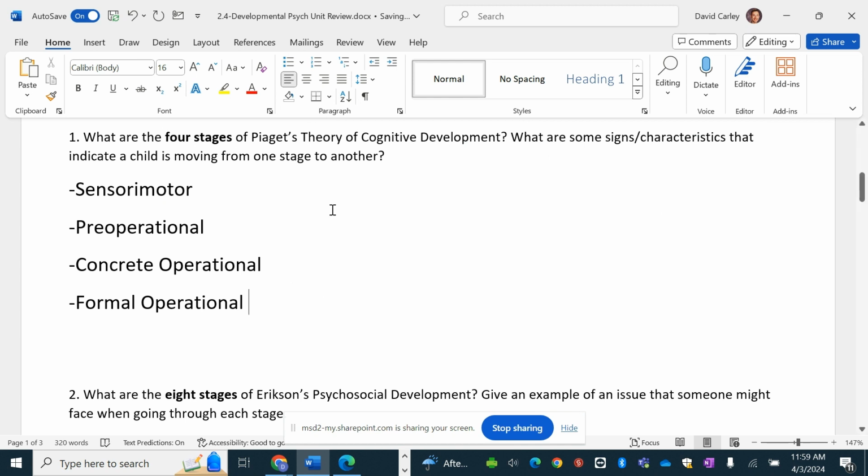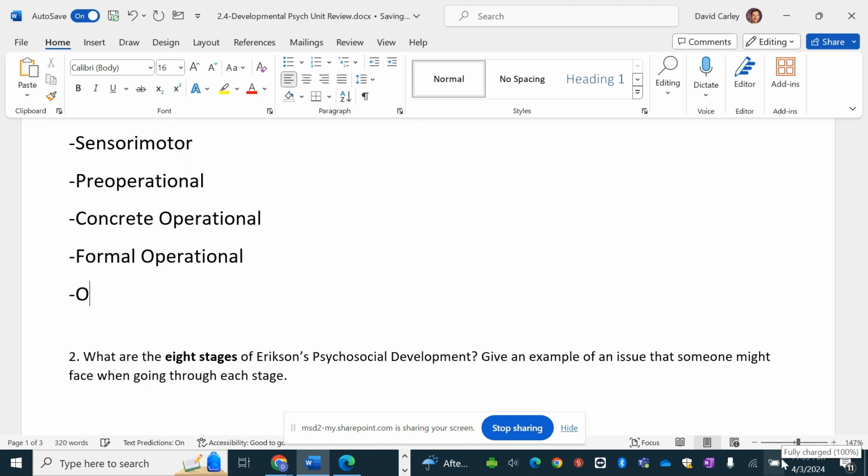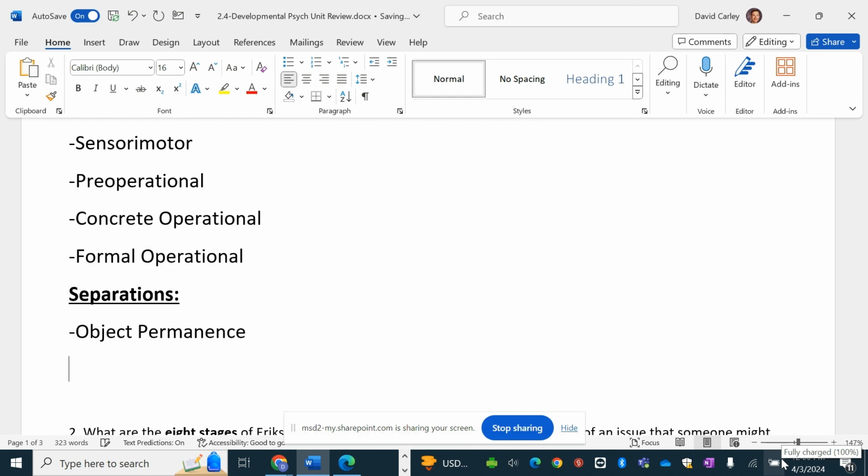What are some signs or characteristics? In sensorimotor, object permanence is a big one, and it is one of the first ones. Language development is an important one that separates one stage from another. When you go from pre-operational to concrete operational, your language is getting much, much more complex.